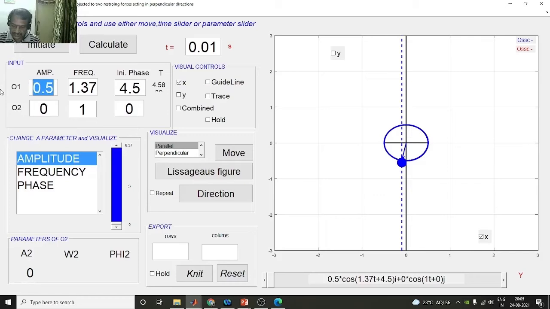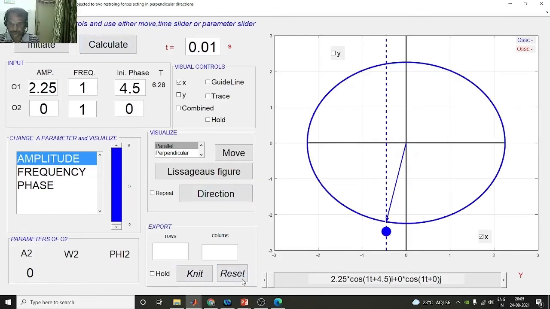Now let us see this in motion. Let's say we have an amplitude of 2.25, a frequency of 1.37, or let us put, for the sake of simplicity, 1. So 2.25 cos t plus 4.5. So this is at t equal to 0. Let us observe this rotating vector. Also observe the x component of this vector and the displacement of this actual simple harmonic oscillator with respect to the equilibrium position. They will always be equal.